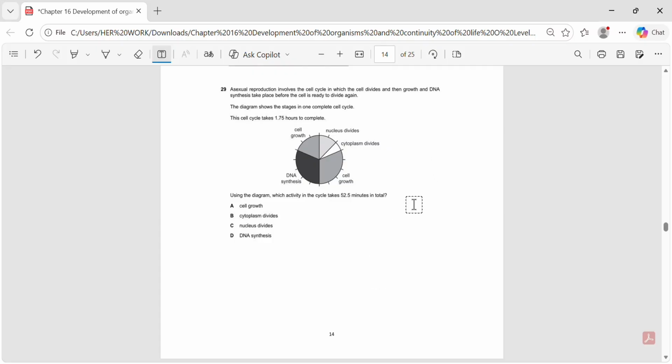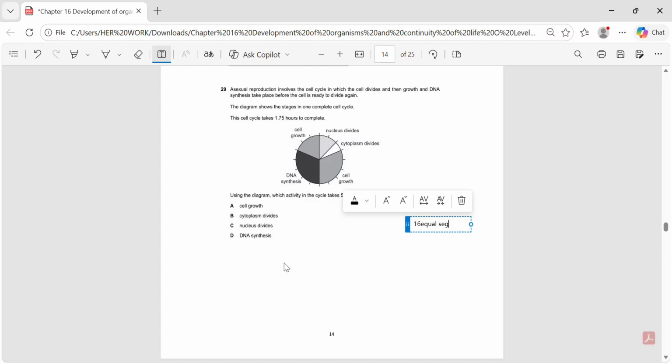First, we convert the total time into minutes and then relate the diagram's parts to time. The total time is 1.75 hours, but we need our answer in minutes, so we have to convert 1.75 hours into minutes first, and for this conversion, we will simply multiply 1.75 with 60, and we will get 105 minutes. So, the full circle takes 105 minutes to complete.